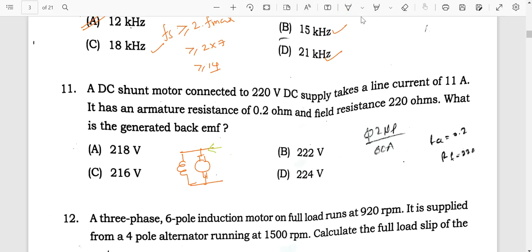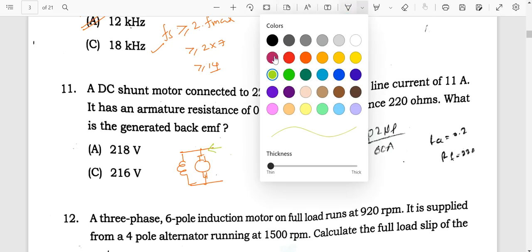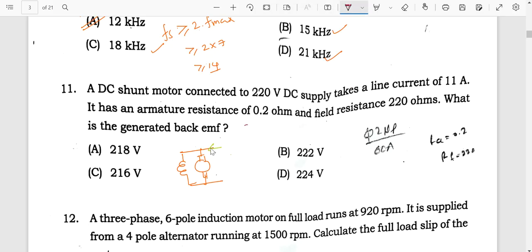Let me choose a different color here. It's not visible properly. I'll take one by one. Right, so the DC shunt motor is there.